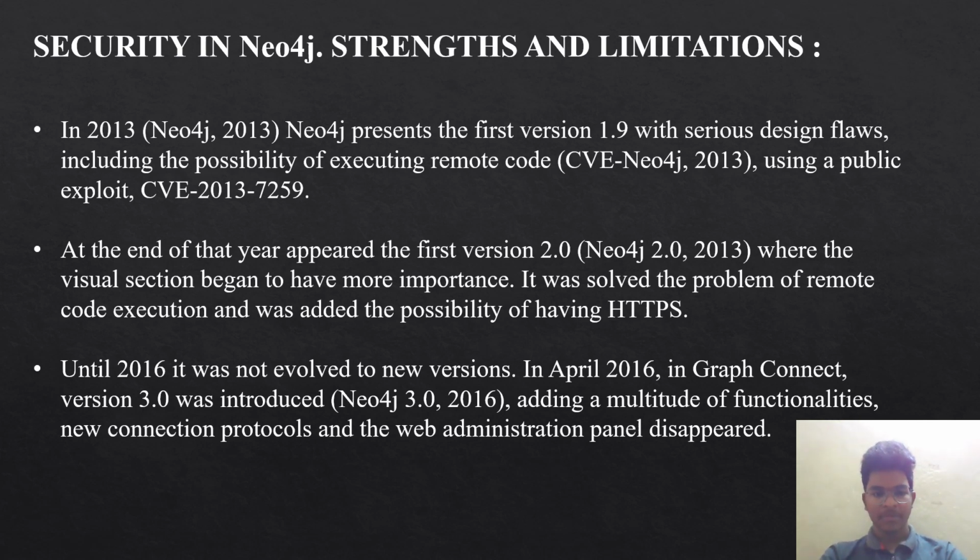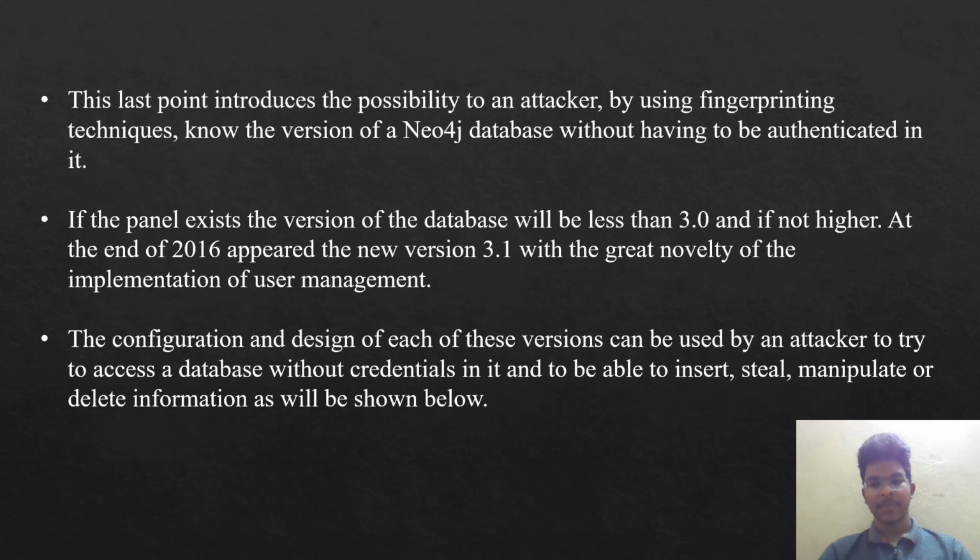It did not evolve to new versions until 2016. In April 2016, at GraphConnect, version 3.0 was introduced, adding a multitude of functionalities, new connection protocols, and a web administration panel. The last point introduces the possibility for an attacker, by using fingerprinting techniques, to know the version of the Neo4j database without having to be authenticated in it. If the panel exists, the version of the database will be less than 3.0, and if not, higher.